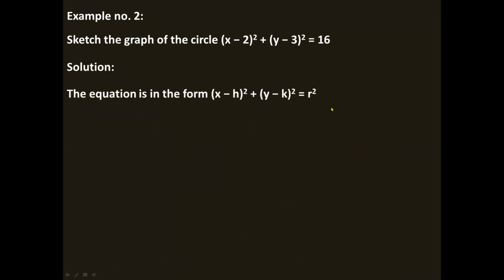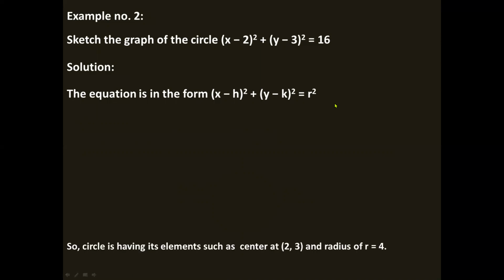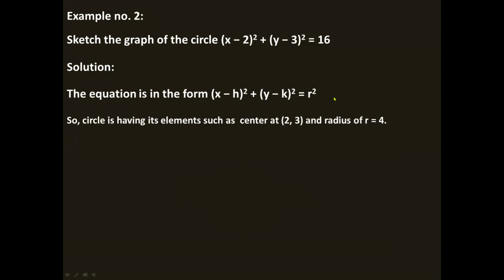Una sa lahat, ito ngayon ang ating gagamiting formula. Kasi ang equation natin is in the form of the square of x minus h plus the square of y minus k is equal to r squared. So circle is having its elements as a center at (2, 3) and radius of r is equal to 4. By comparison, ang value ng ating h is equal to 2 at ang value naman ng ating k is equal to 3. Ang radius natin na r is equal to 4 dahil ang r squared is equal to 16. At ang square root ng 16 para mahanap natin ang value ng r is equal to 4.